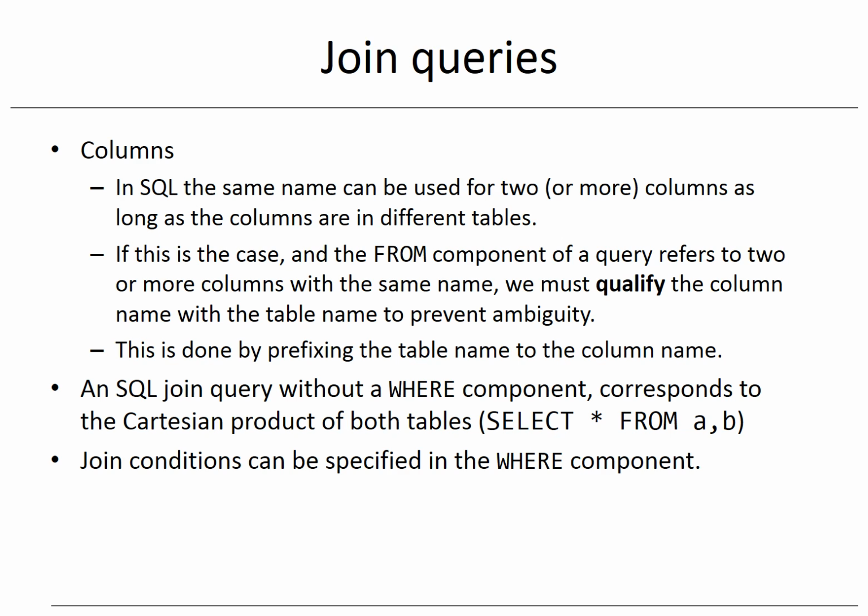An SQL join query without a where component corresponds to the Cartesian product of both tables, whereby all possible combinations of rows of both tables are included in the end result. However, this is typically not desired, and join conditions can be specified in the where component to ensure that correct matches are made.